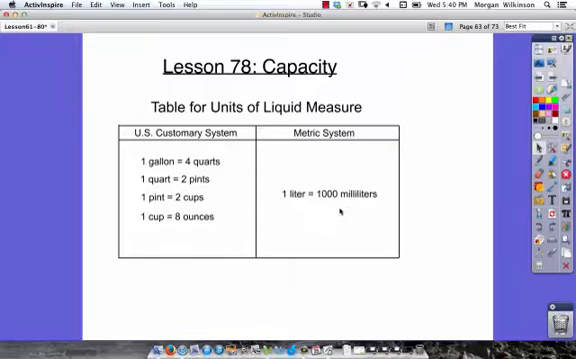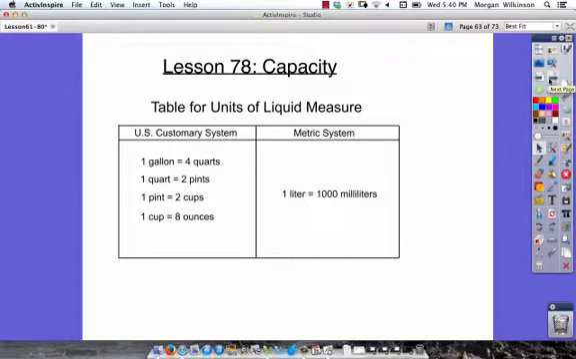Now for the customary system, on the left, you can see 1 gallon equals 4 quarts, and 1 quart equals 2 pints. 1 pint is equal to 2 cups, and 1 cup is equal to 8 ounces. As we go through this lesson, we'll have to keep that in mind as we're answering our questions. The metric system is a little bit simpler because we know that 1 liter is equal to 1,000 milliliters. And that's the only conversion we have. For this lesson, we're going to copy this and bring it into the next slides with us so we can have a frame of reference.